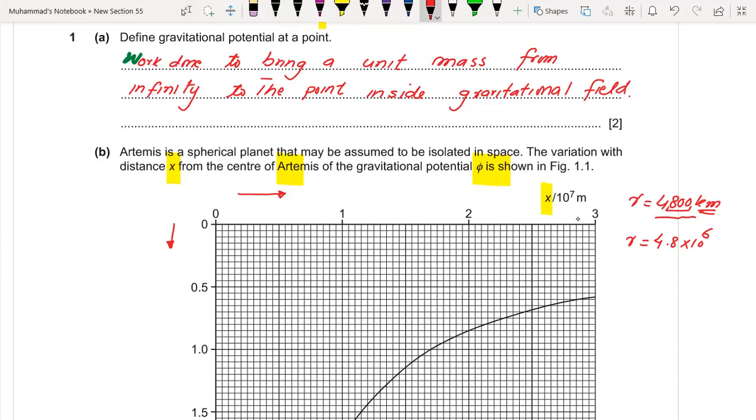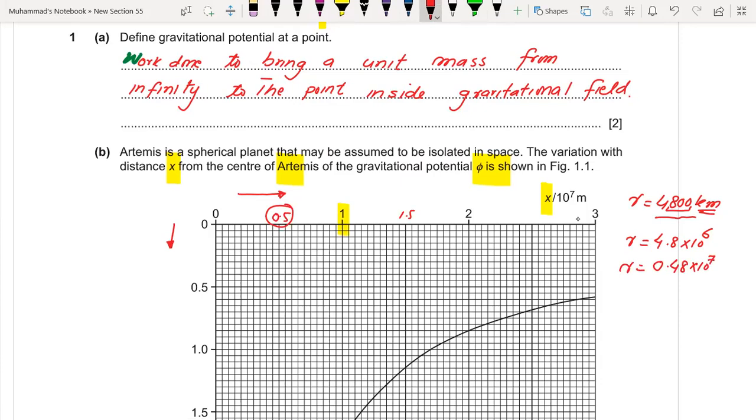And you can easily see from this on this axis, that there are 20 boxes, and this is 0.5, 1, 1.5, 2.5, and so on. This is 0.5 into 10 to the power 7. So if we convert this into 10 to the power 7, we will get 0.48 into 10 power 7.